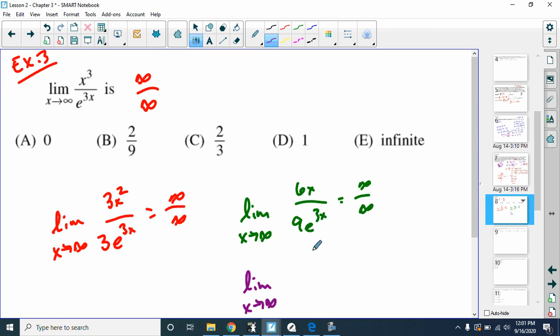Derivative of the top is 6. Derivative of the bottom, e to the 3x times 3 times that 9. And now, whoa, if we plug in infinity, I get 6 over infinity. 6 divided by an infinitely big number will go to 0.